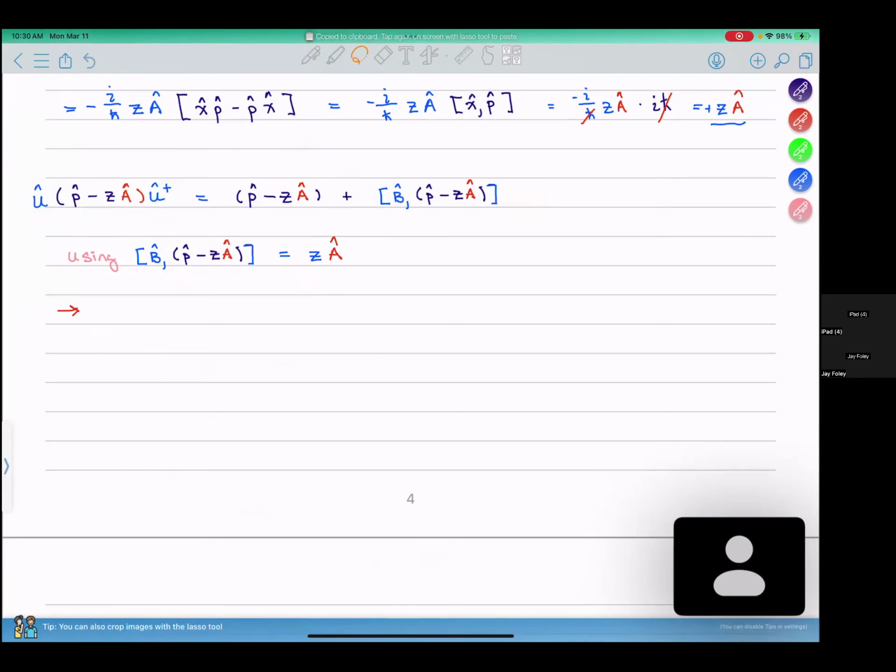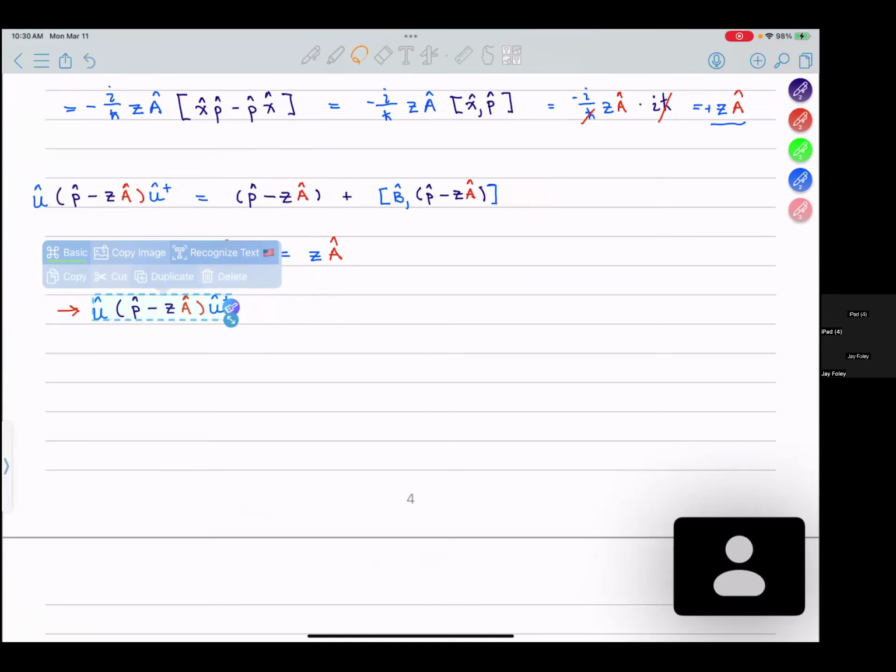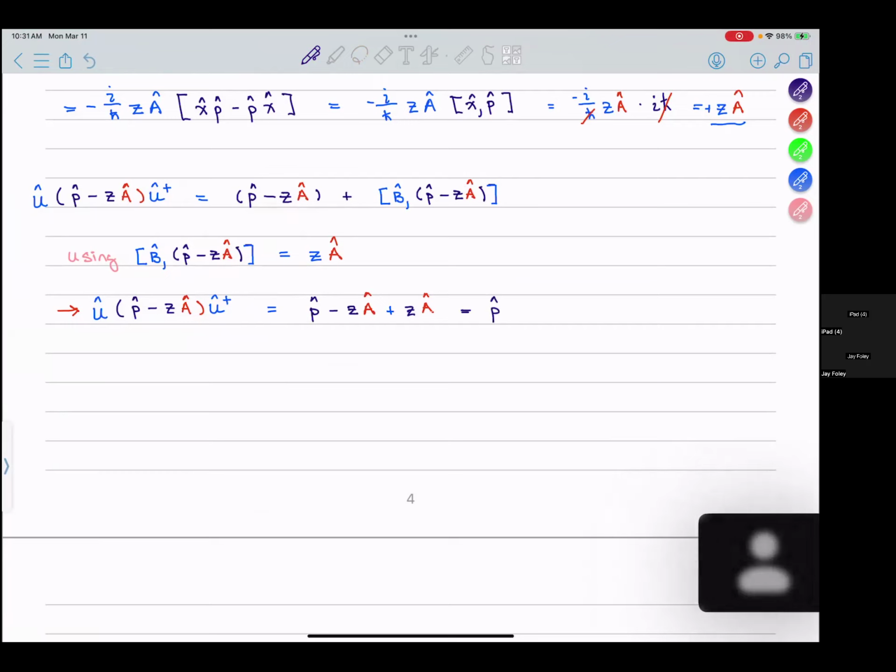that this transformation gives us, so I'm going to write it a few ways just to be clear. First, I'm going to write it equal to P hat minus Z a hat, that's the first term, plus Z a hat, which is the same thing as P hat. All right. So now, are we done with that first term?